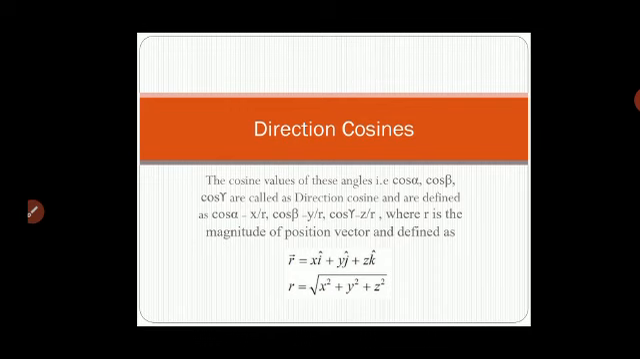They are defined as cos alpha is equal to x by r, cos beta is equal to y by r and cos gamma is equal to z by r, where r is the magnitude of the position vector and is defined as r is equal to xi plus yj plus zk.